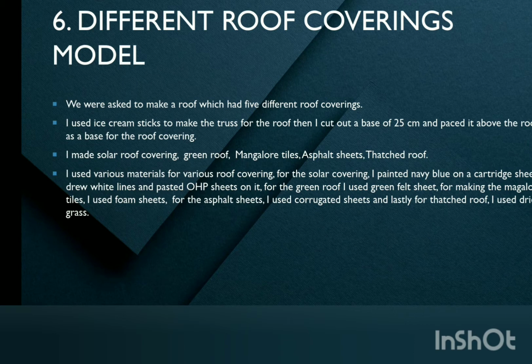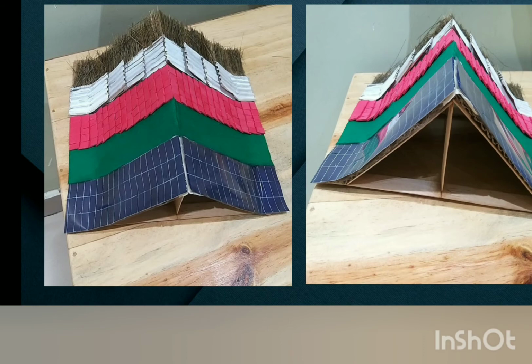For the solar covering, I painted navy blue on the cartridge sheet, drew white lines, and pasted OHP sheets on it. For the green roof, I used green felt paper. For making the Mangalore tiles, I cut out foam sheets. And for the asphalt sheets, I used corrugated sheets. And lastly, for thatched roof, I used dried grass. And this is the final model.